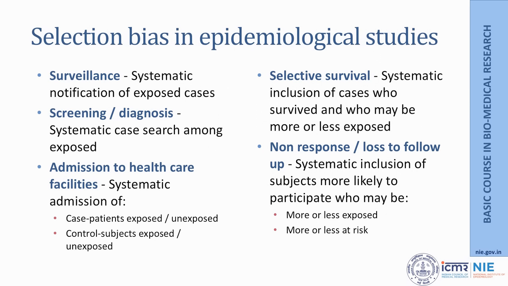Remember that we are selecting our cases and controls, and this may happen through a surveillance mechanism from which there is a systematic notification of cases. If we are taking more of the exposed cases from the surveillance mechanism, that could be one way in which selection bias could occur. We may be screening and doing diagnosis more systematically among those who are exposed if we know their exposure history beforehand, and that can artificially create biases.